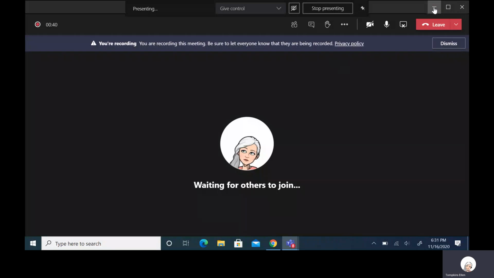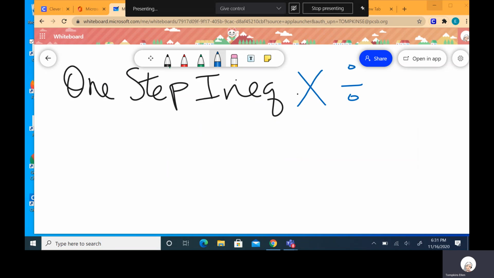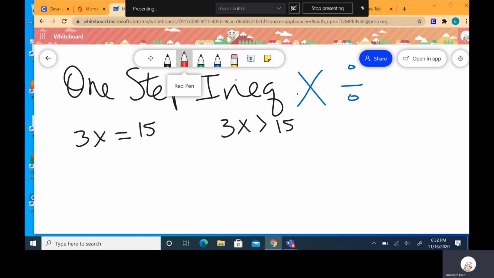Okay. We've got one-step inequalities. This time we're going to multiply and divide. For the most part, they're very similar. So if I have 3x equals 15, and 3x is greater than 15, these are actually going to solve the same way.